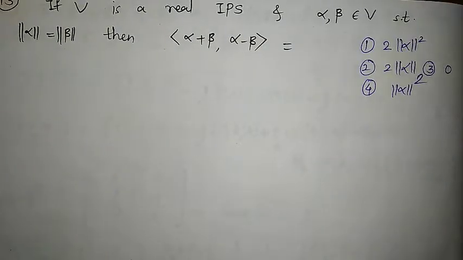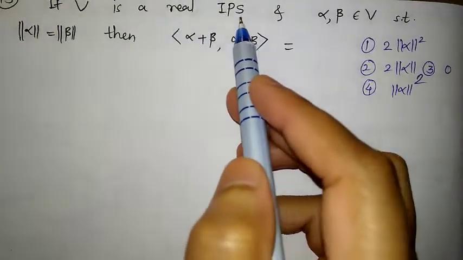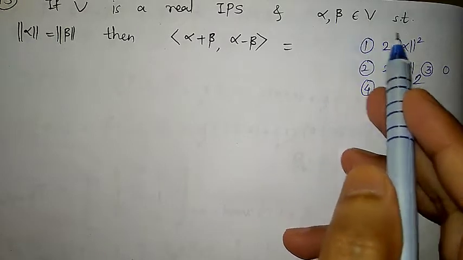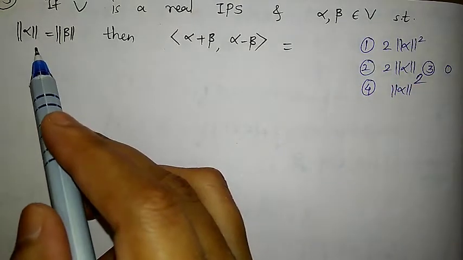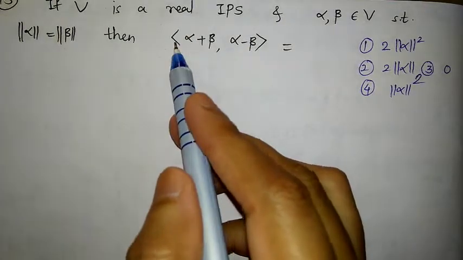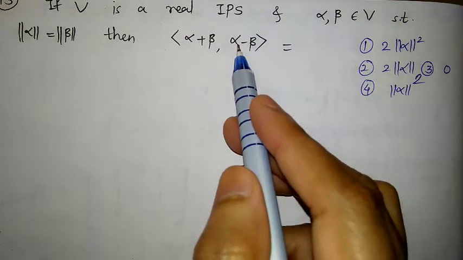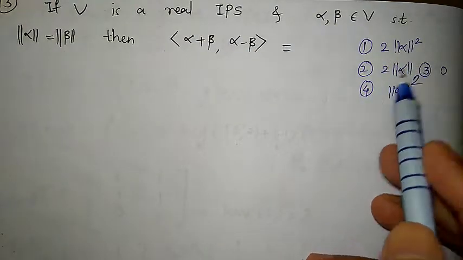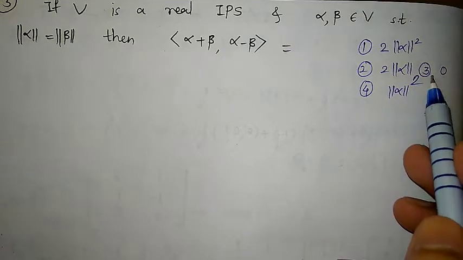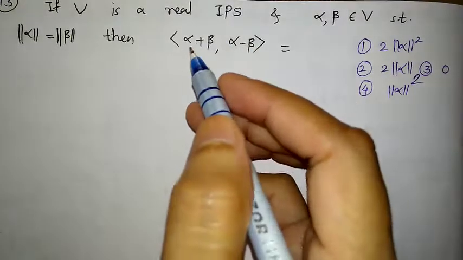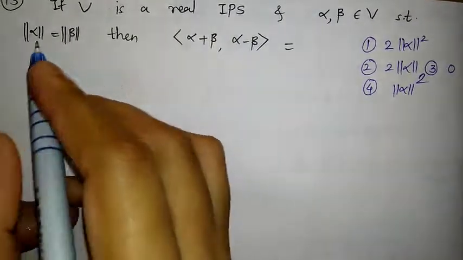Let us solve another question. This is question number 13. If V is a real inner product space and alpha, beta are the vectors from V such that we have given norm of alpha is equal to norm of beta, then what is the inner product of alpha plus beta with alpha minus beta? The first option is 2 times norm of alpha square, second is 2 times norm of alpha, third is 0, and fourth is norm of alpha square. So let us just find out this inner product.